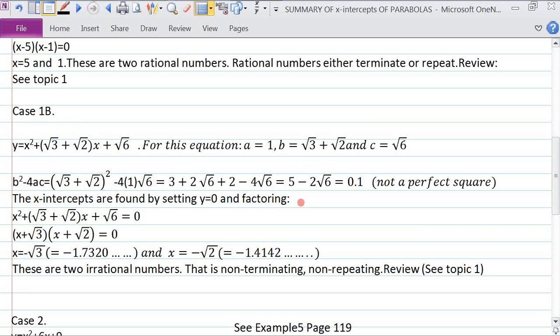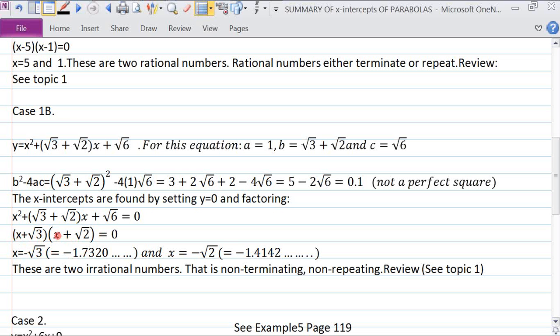1a was a case where b squared minus 4ac was greater than 0, but it equaled a perfect square. Now, to get the intercepts, again, we set y equal to 0 for this equation. So I set the y here equal to 0. And now I factor, and I get x plus root 3, x plus root 2.